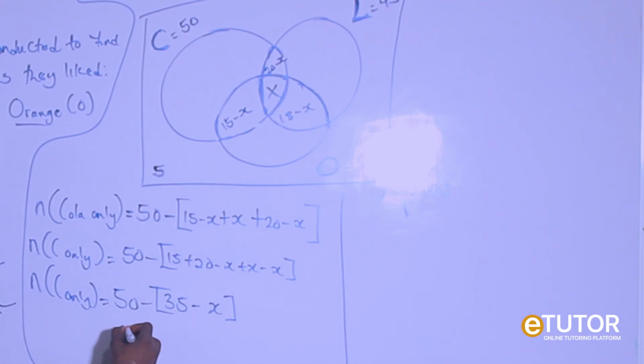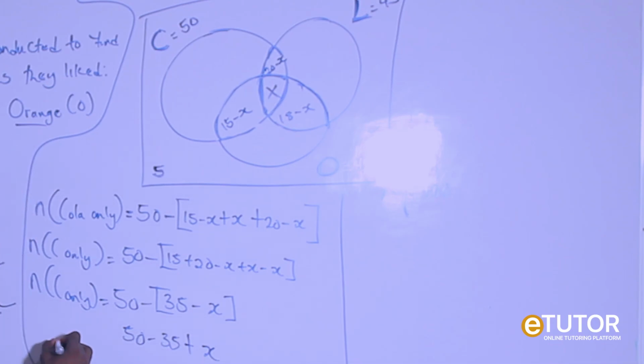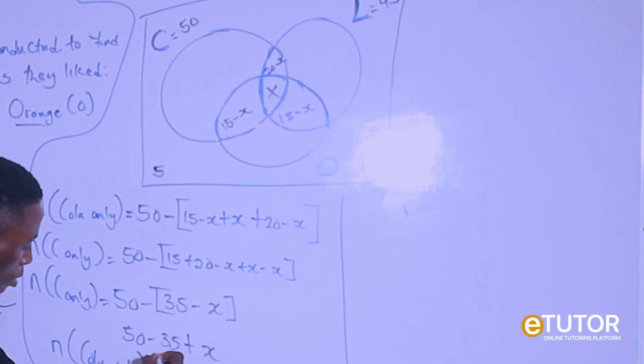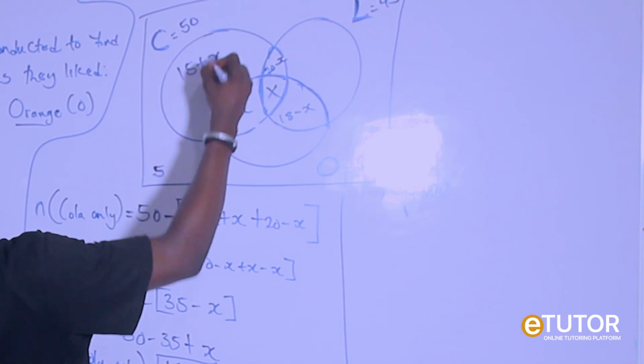So I have 50 minus 35, expand the bracket, so we have plus x. So my n of cola only is equal to 15 plus x. So people that liked cola only are 15 plus x. That will be slotted into here. That will be 15 plus x.